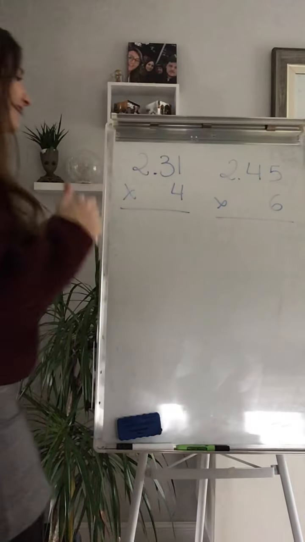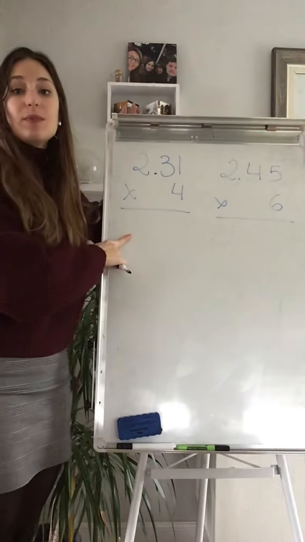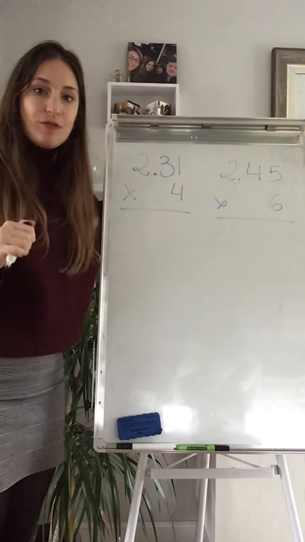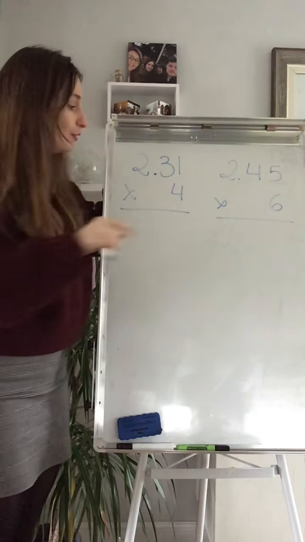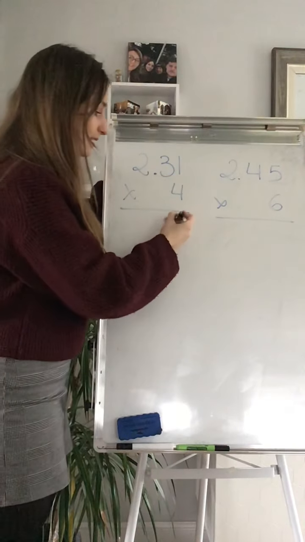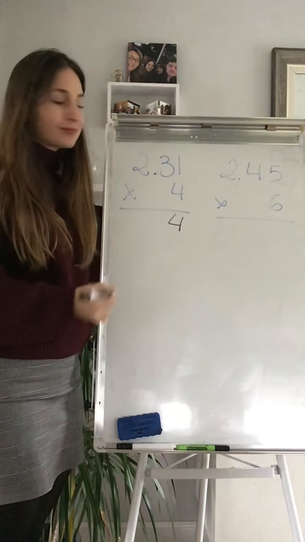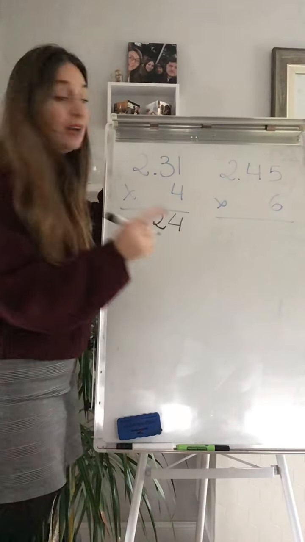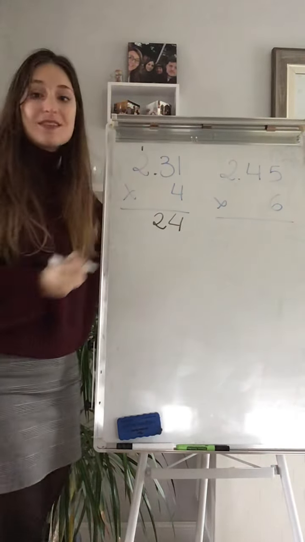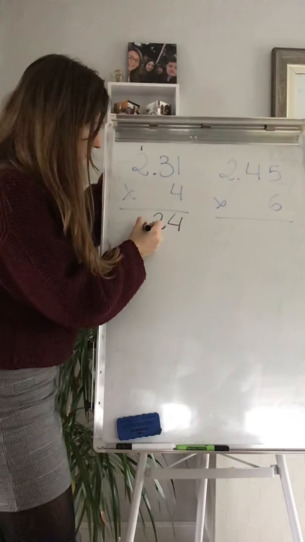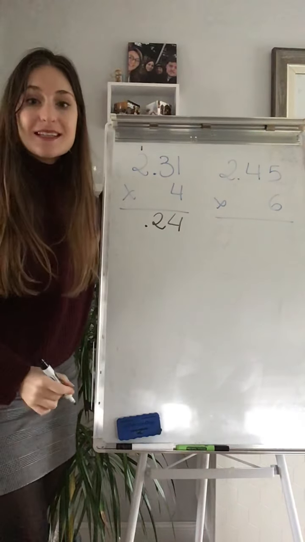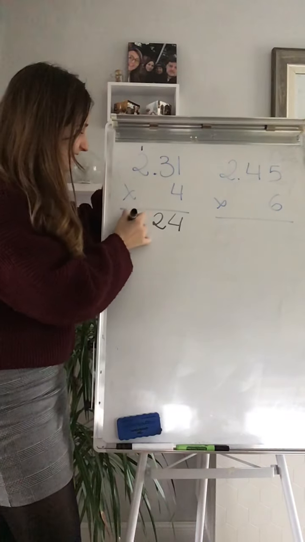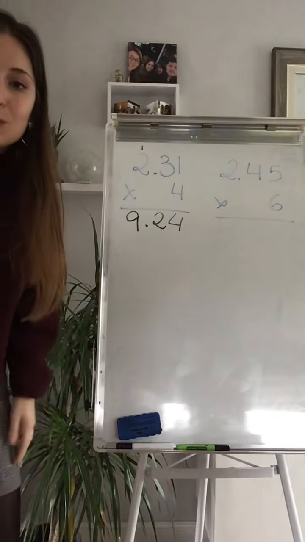Let's do it. Ready? I'm going to start with my first one, and I'm going to do my hundredths first because it's my smallest value. 4 times 1 is 4. 4 times 3 is 12. I regroup it to my next value. Decimal point, 4 times 2 is 8. Add 1 is 9. So 9.24.